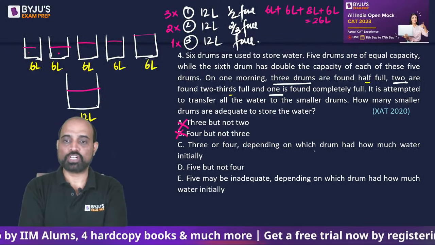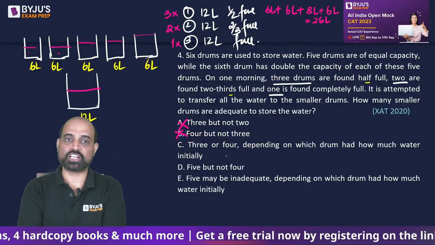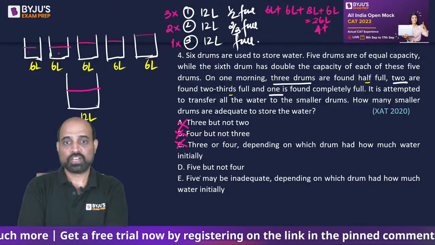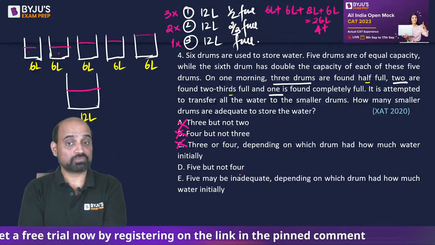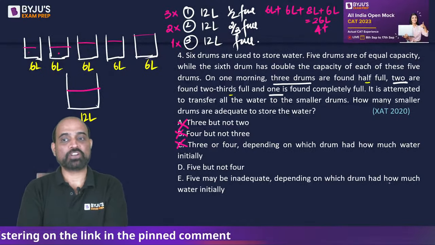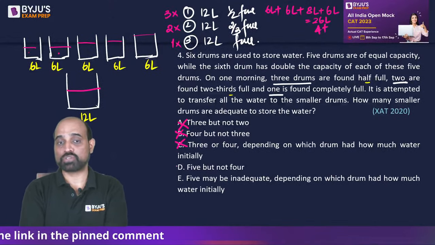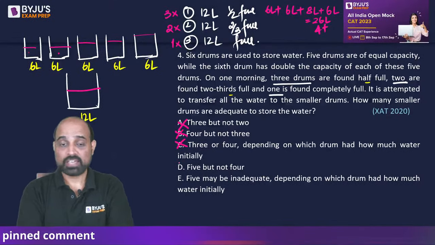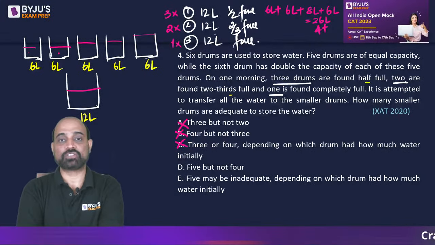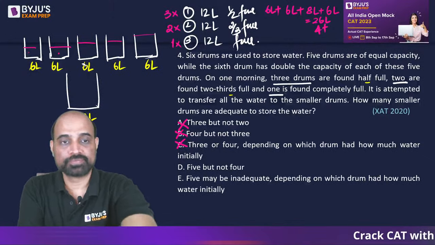3 or 4, depending on which drum had how much water initially, we can clearly see that this is more than 4. 5 but not 4, this makes sense. 5 may be inadequate depending on which drum had how much water initially. So it's between D and E. Now let's look into the next scenario when we will take 12 liters to be 2/3 full.